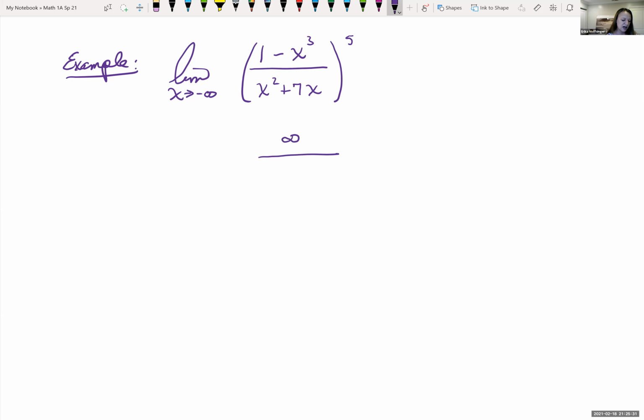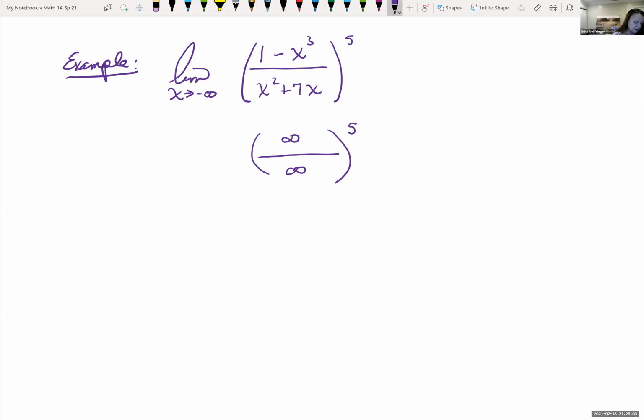And then if I look at my denominator, remember when we were looking at polynomials yesterday, we talked about looking at the variable raised to the highest power. That was really what determined the end behavior of the graph. If I look at just the x squared and I square the negative, that's positive infinity. So we get something like positive infinity over positive infinity raised to the 5th power. But again, that doesn't tell us anything, and so we need to go back and manipulate.